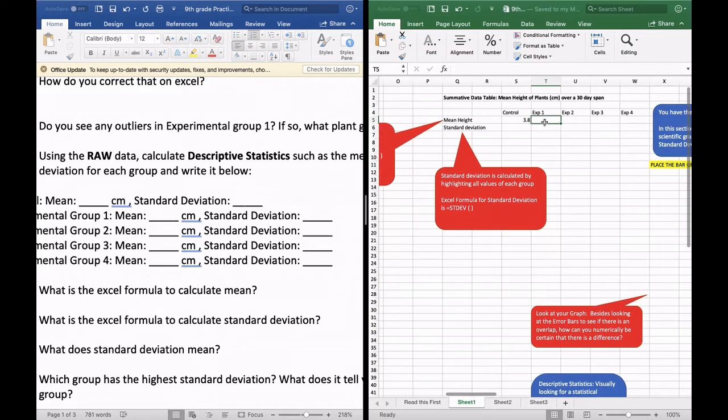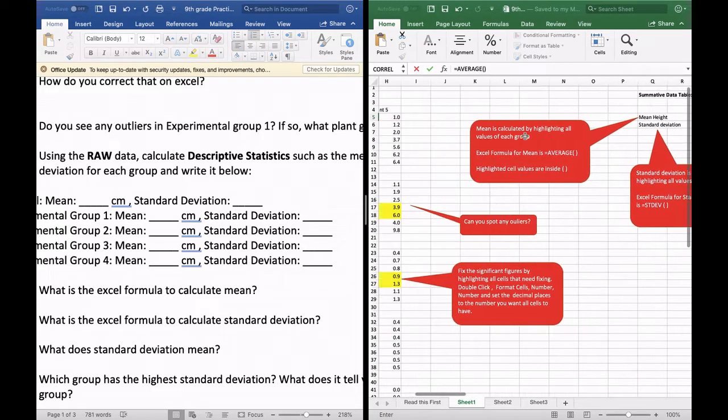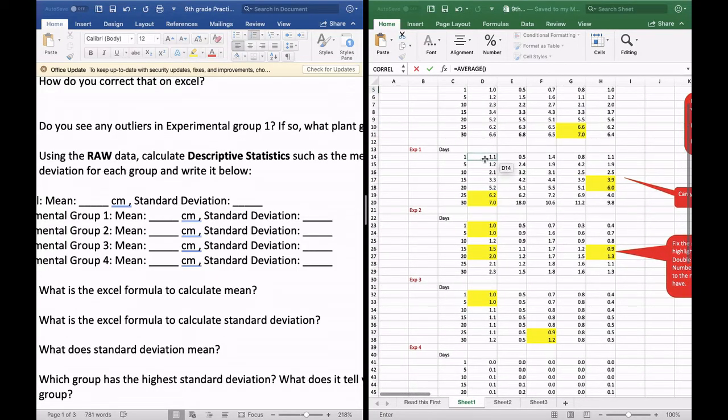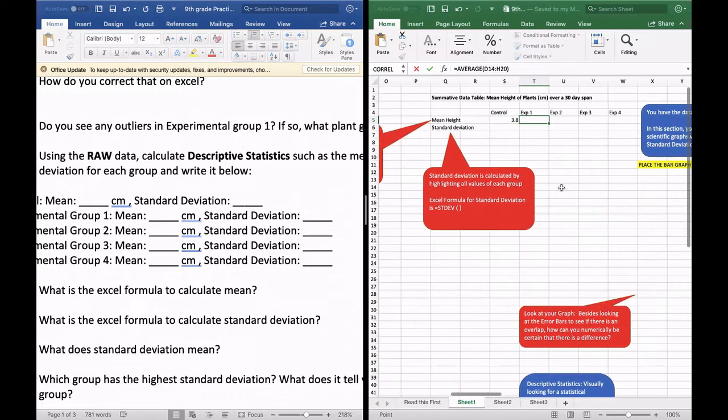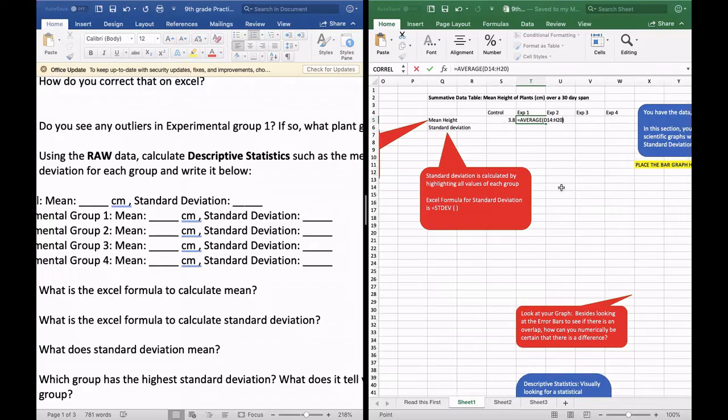So I'm going to go ahead and calculate the mean for all my groups. Now I will calculate the mean for experimental group 1. And notice that I am not highlighting the days, because the days are just days, not the growth of my plant. So make sure that when you're highlighting your cells, you're highlighting the appropriate cells. So when I hit return, I have my mean for experimental 1.